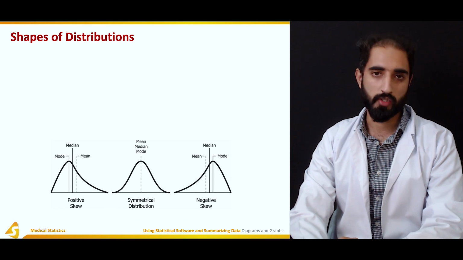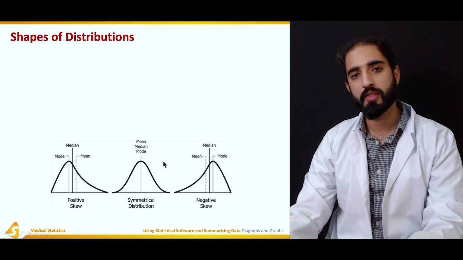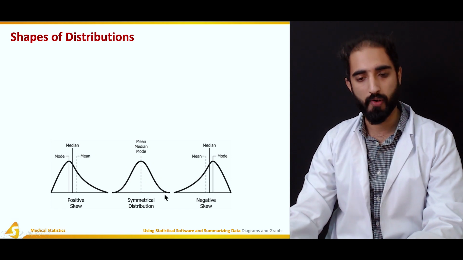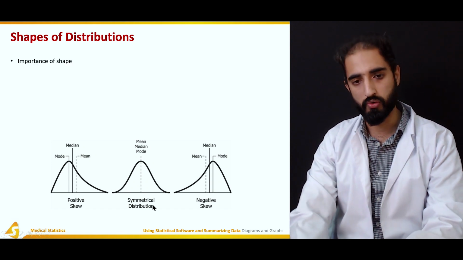Now, shapes of distribution. It is not necessary that it should be a perfect curve or a perfect bell diagram. So it may not always be a symmetric distribution.